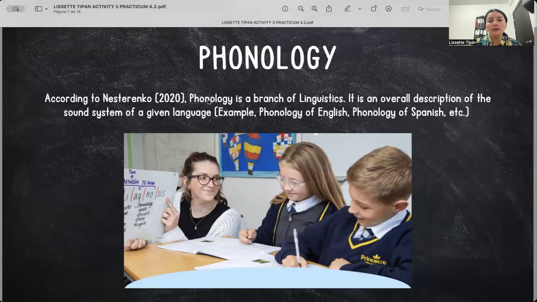Now let's talk about phonology. Phonology is about the sound system of a language, how sounds create patterns and meaning. Every language has its own rules. English has one system, Spanish has another system, and that explains why speakers of different languages make different pronunciation mistakes.